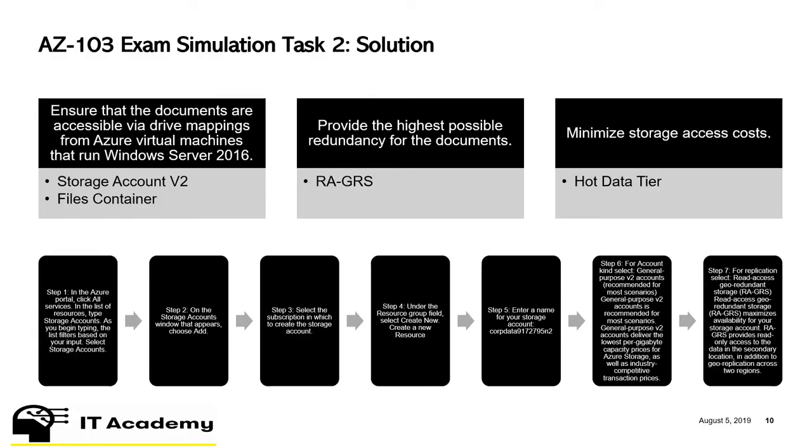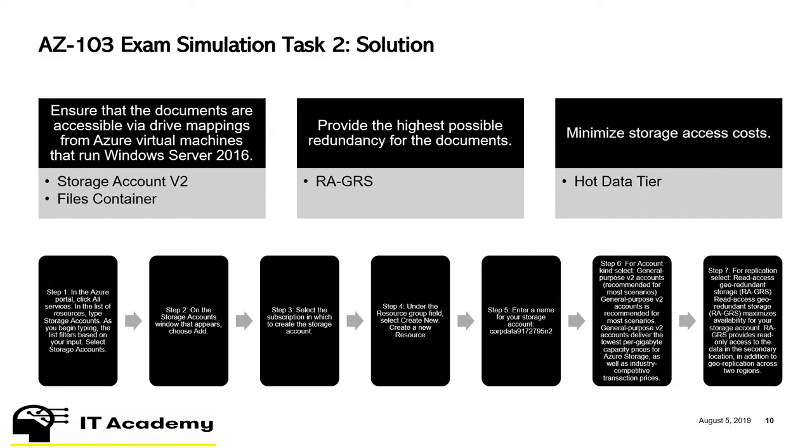Here we want to minimize the storage access costs, not the storage overall costs. So what we'll do here is we'll use the hot data tier. That means it'll be pretty much a normal storage account. We'll only pay for the data that we consume in there. So how are we going to go about building this out?